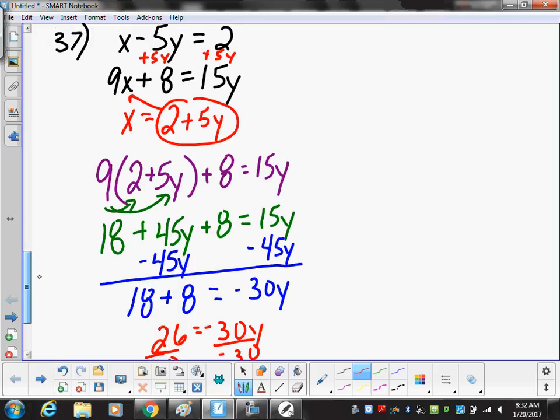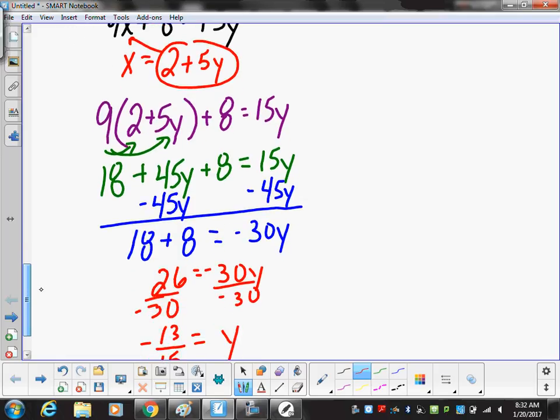So that's y. Y is negative 13/15. So I'm going to plug negative 13/15 in for y right there. So x equals 2 plus 5 times negative 13/15.